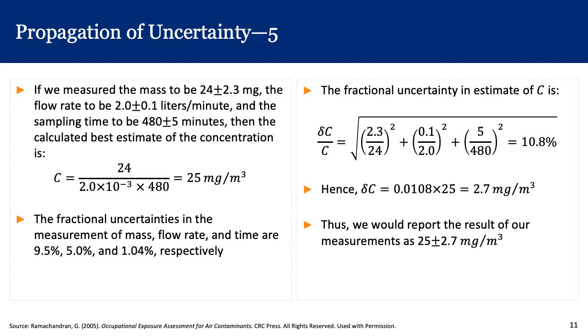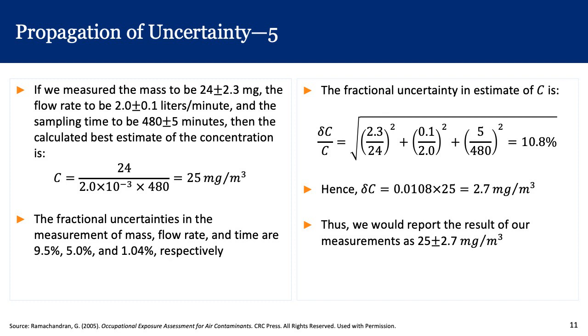The fractional uncertainties in the measurement of mass, flow rate, and time are, for mass, 2.3 divided by 24, or 9.5%. For the flow rate, it is 0.1 liters per minute divided by 2 liters per minute, that is 5%. And for sampling time, it's 5 minutes divided by 480 minutes, or about 1.04%, respectively.